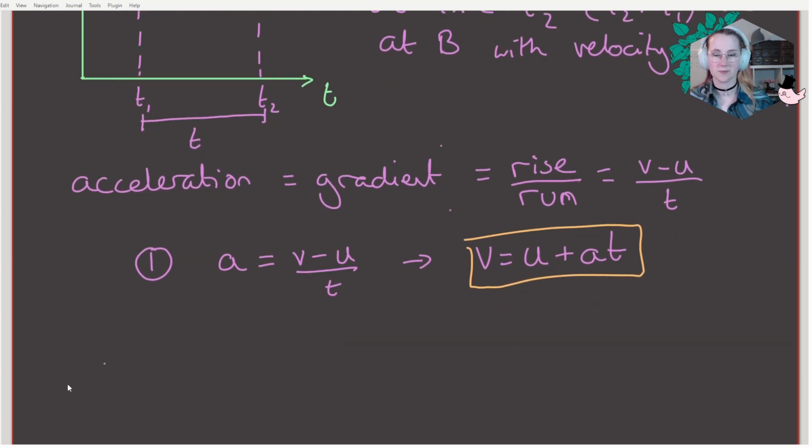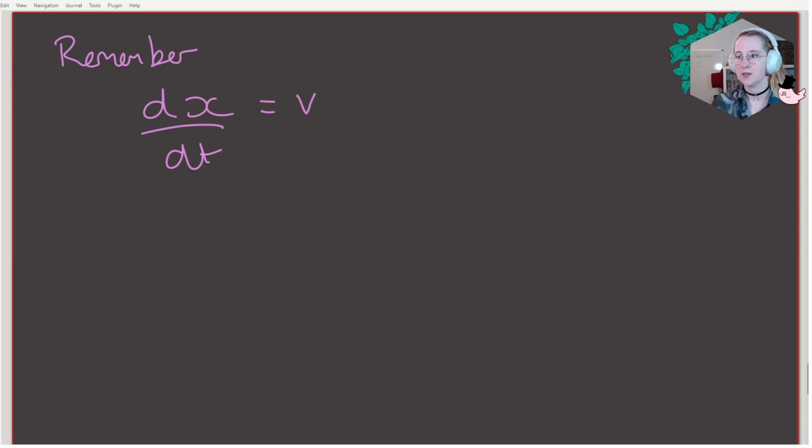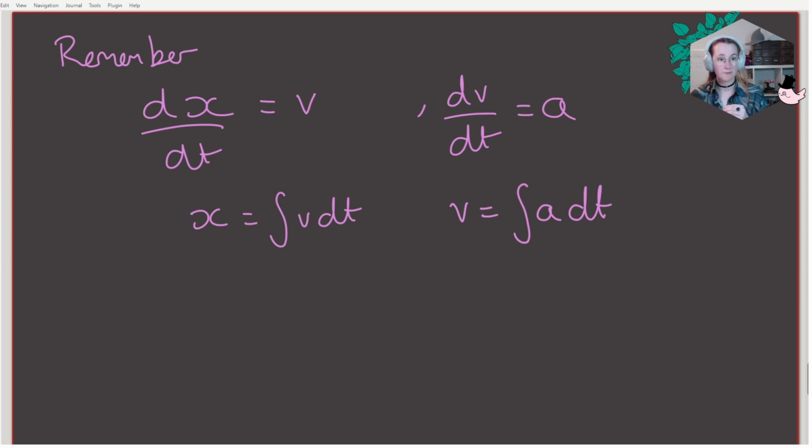Sorry, I'm just having issues with my mouse. So remember, we have dx/dt equals v, and dv/dt equals a. So the rate of change of x is v, and the rate of change of v is a. In the same way, x is the integral of v dt, and v is the integral of a dt. They're all just functions with respect to time.